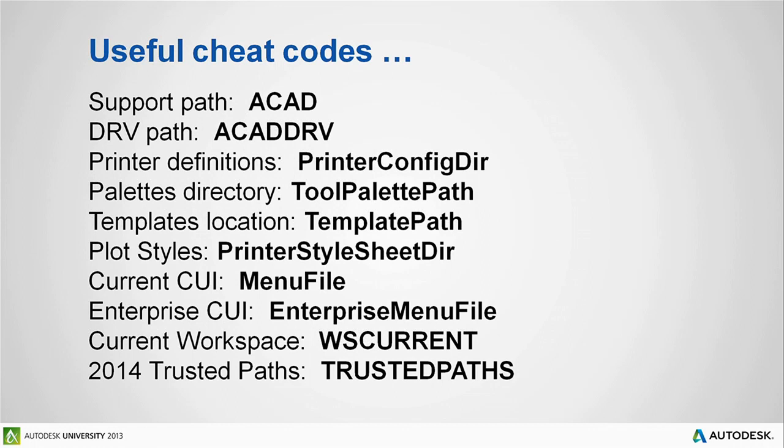Here's a cheat sheet for you, and that's in the handout, by the way, so you don't have to struggle to write that down. So the support path, just ACAD, the drive path, ACAD drive, printer config dir, the tool palette path, I find that one very useful to manipulate because you can have multiple tool palette path locations now. Yes?